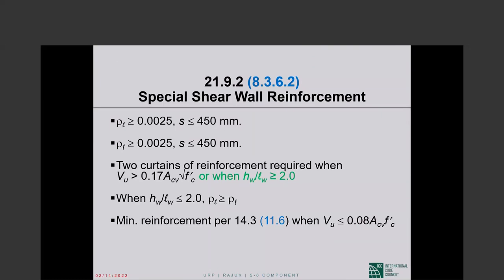Now, the rho sub t, the horizontal shear reinforcement required, you will determine it by calculation, but under no circumstances shall it be any less than 1/4%, and the spacing shall not exceed 18 inches. So the horizontal shear reinforcement, irrespective of how much you need, shall not be any lower than 1/4%, and the vertical spacing shall not exceed 18 inches.